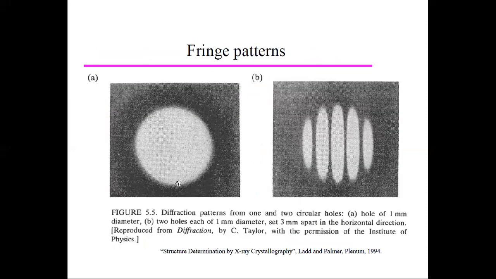This is the fringe pattern from one and two circular holes of 1 millimeter diameter. Figure B shows the two holes of 1 millimeter diameter. This is one hole, this is two holes. This is the diffraction pattern of the different fringe patterns.